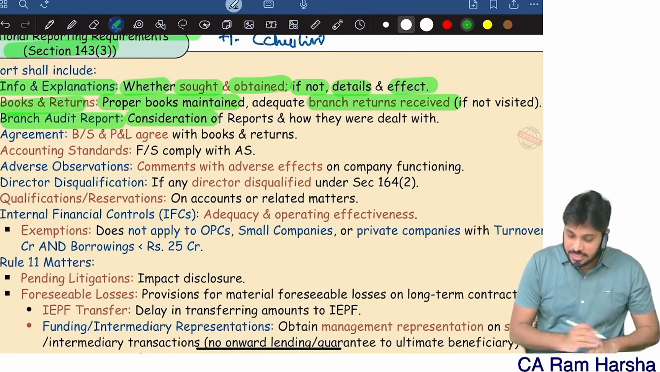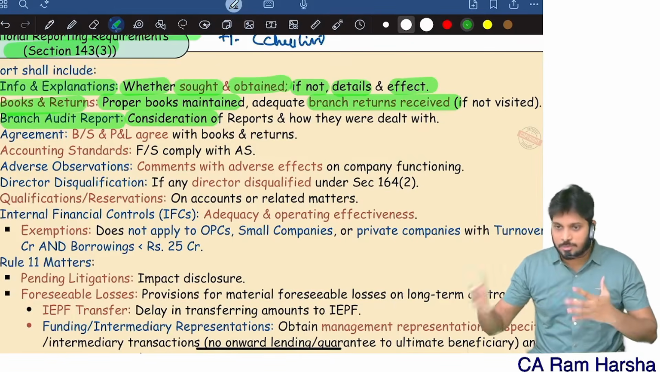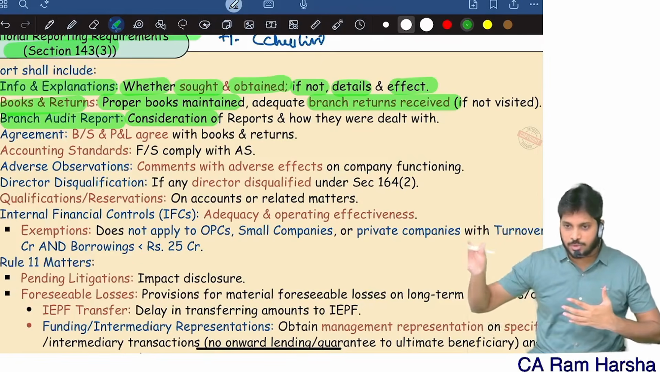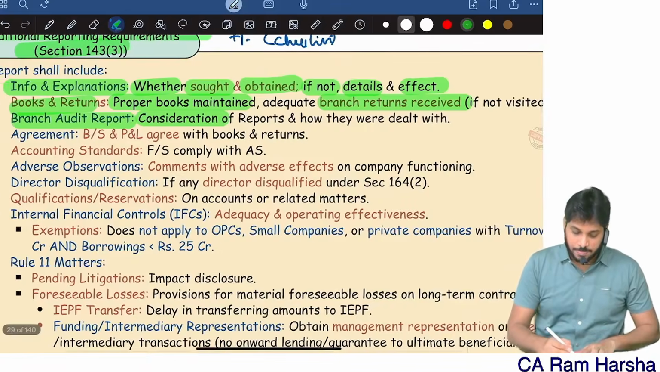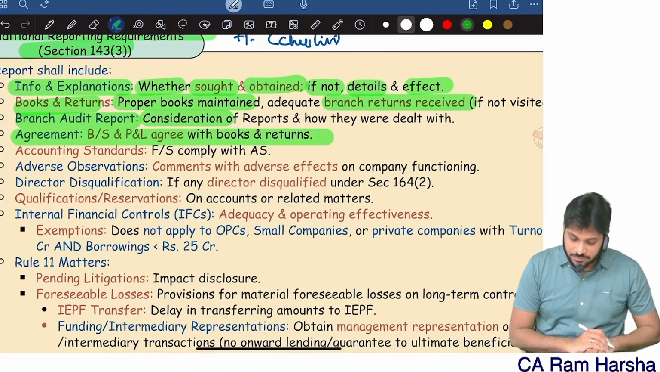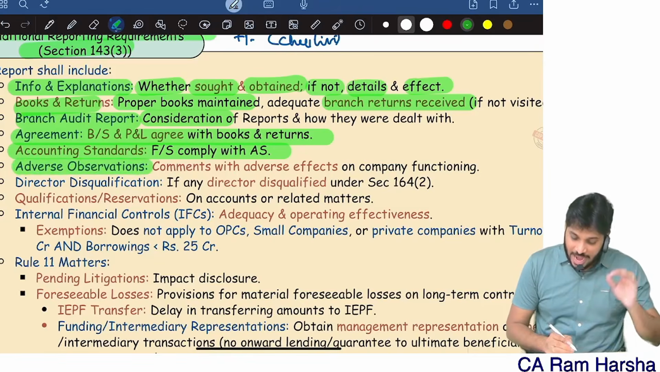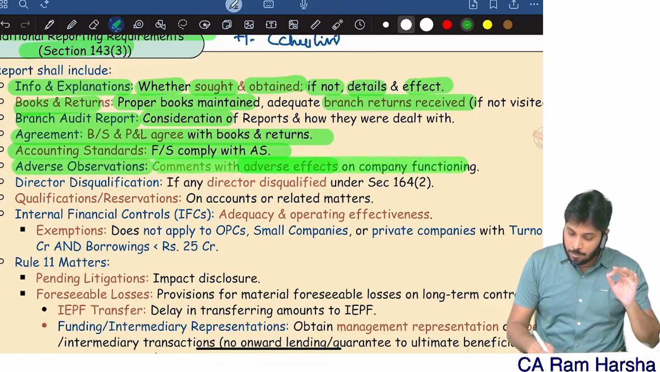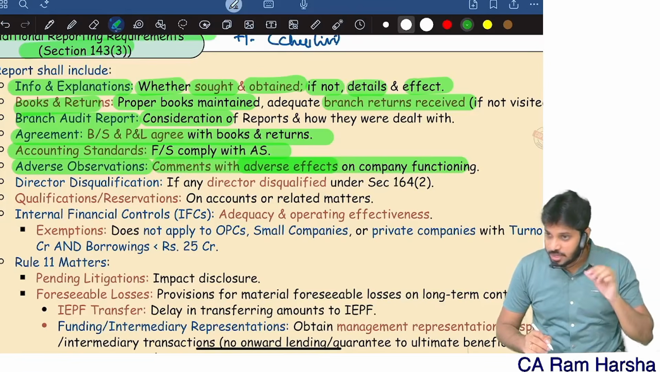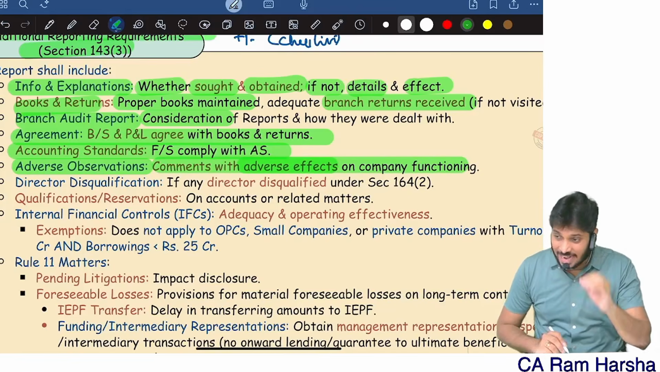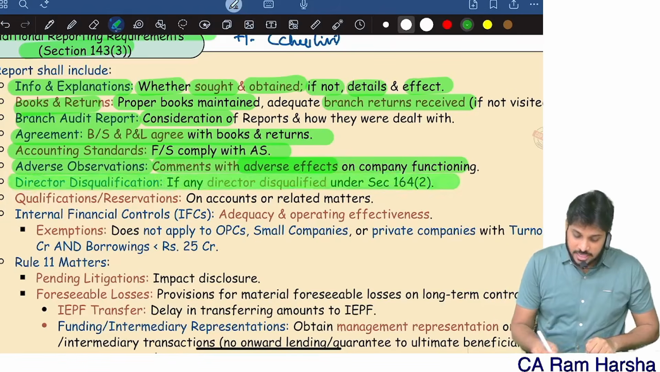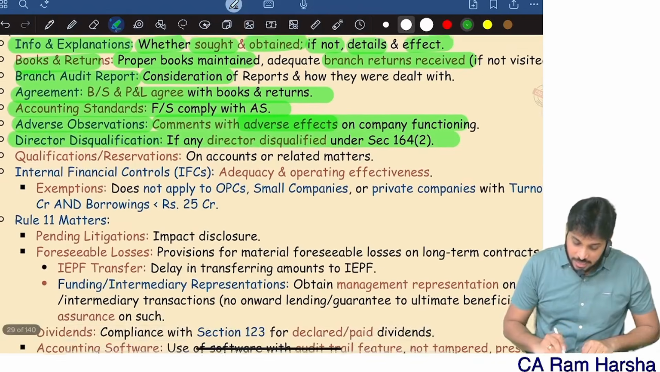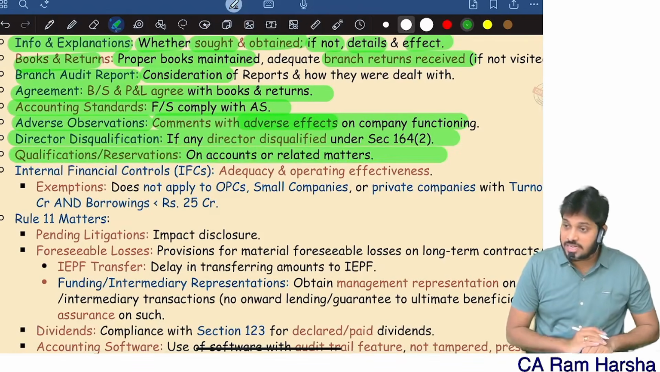See, branch audit report. Have you considered it? Suppose a company has a separate branch auditor and a branch audit report is there. Is it given to you? Have you considered that in the overall audit report? That you need to check. Whether the balance sheet and P&L agree with the books of accounts. Whether financial statements comply with accounting standards. Do you have any adverse observation? Any comments on the functioning of the company? Are there any transactions or activities which have an adverse effect on the functioning of the company? Check out. And is there any director who is disqualified? And any other matters related to accounting records.